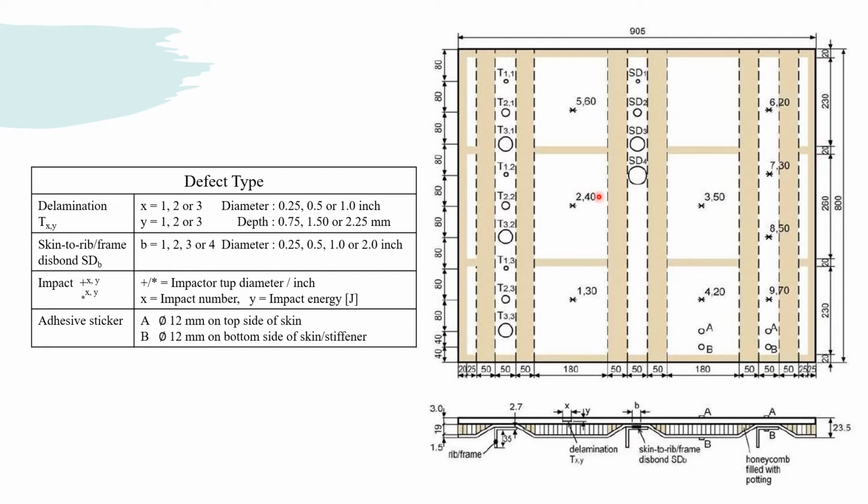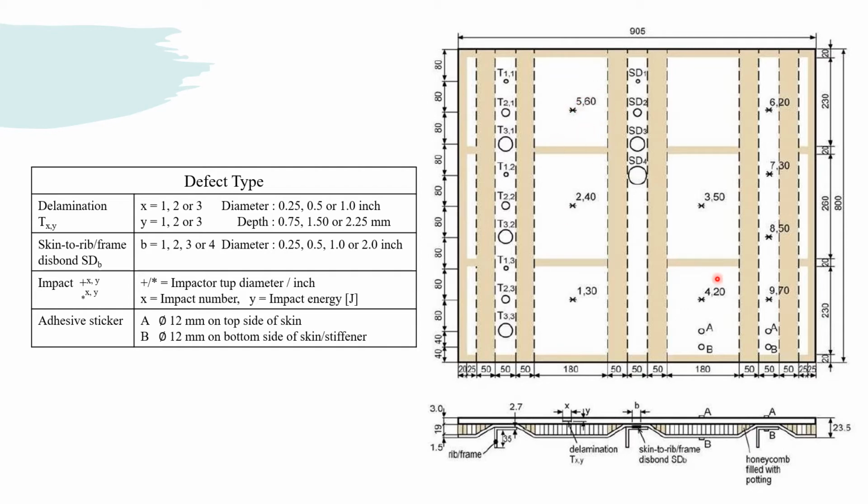Here is an impact, whether this is the impact number 2 and this is the impact energy of 40. Then similarly here, this is impact number 3 and the impact energy is 50 joules. Similarly, this one is the fifth impact and the impact energy is 60 joules.